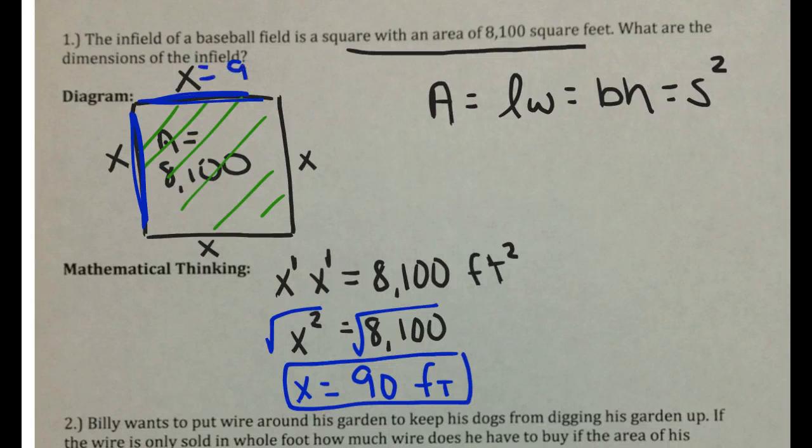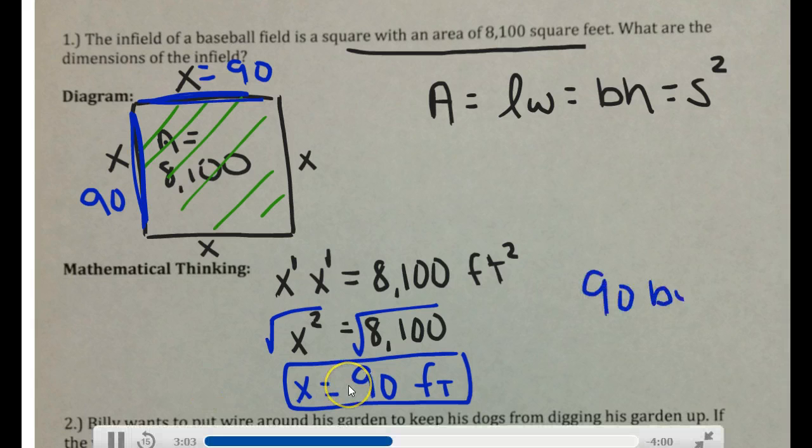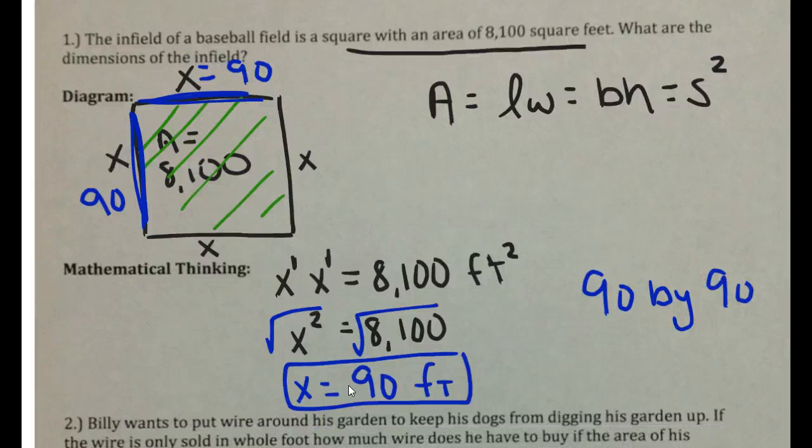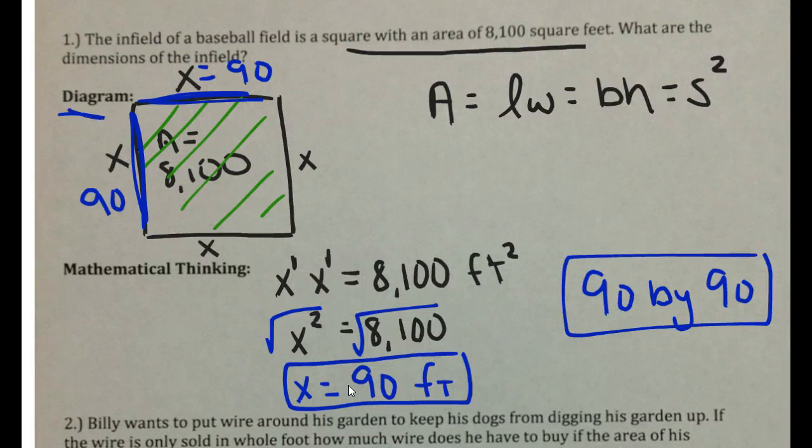So if this is 90 feet over here, this is 90 feet here. So what are my dimensions? Your dimensions are your length and your width. So it's 90 by 90. Notice we drew a picture, so we have the diagram right here, and then we did our mathematical thinking and reasoning below.